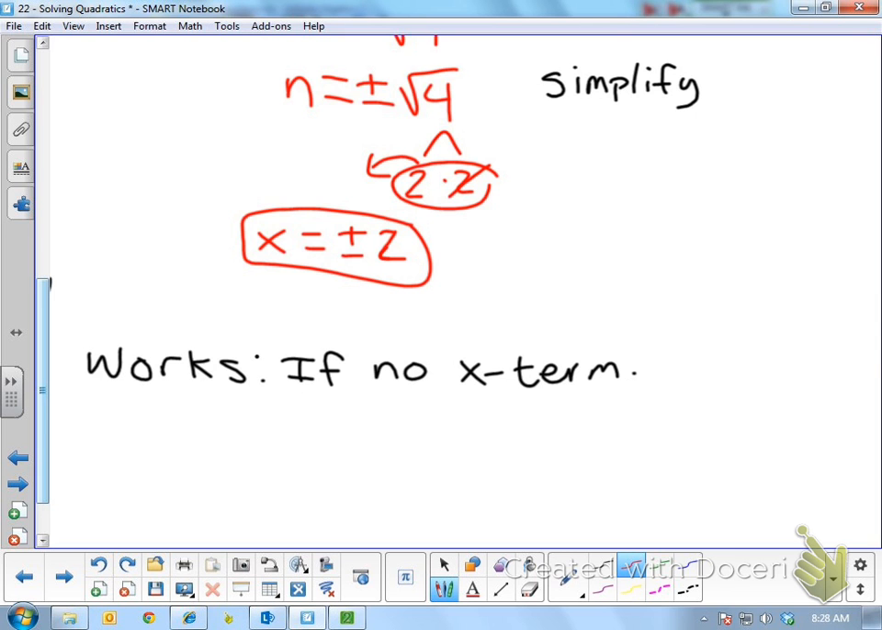Our next method was factoring. What do we really mean by factoring? When I say the word factoring, what method do we use to factor something? Box method. Factoring means the box method. Does everyone have this box written down before I move on? Yes? Okay.